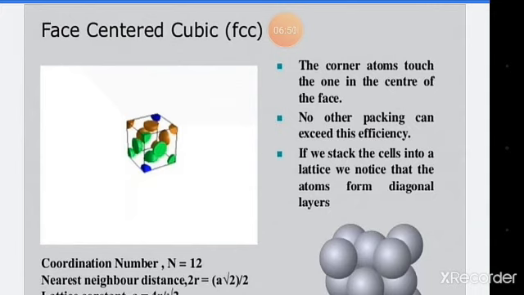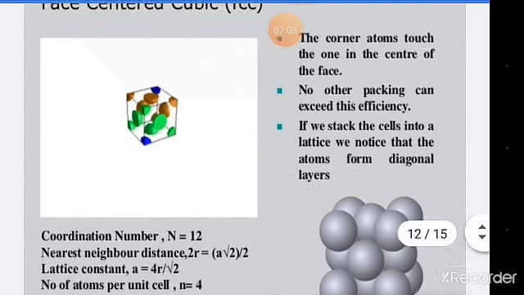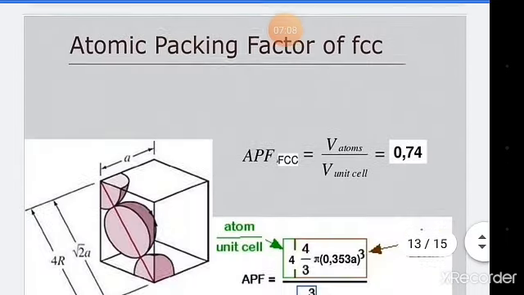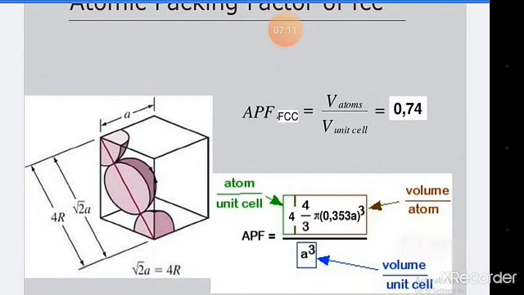Lattice constant is equal to 4r by root 2. Number of atoms per unit cell is equal to 4. Substitute all the values in the APF equation. We can find the APF of FCC. The atomic packing factor of FCC is 0.74.